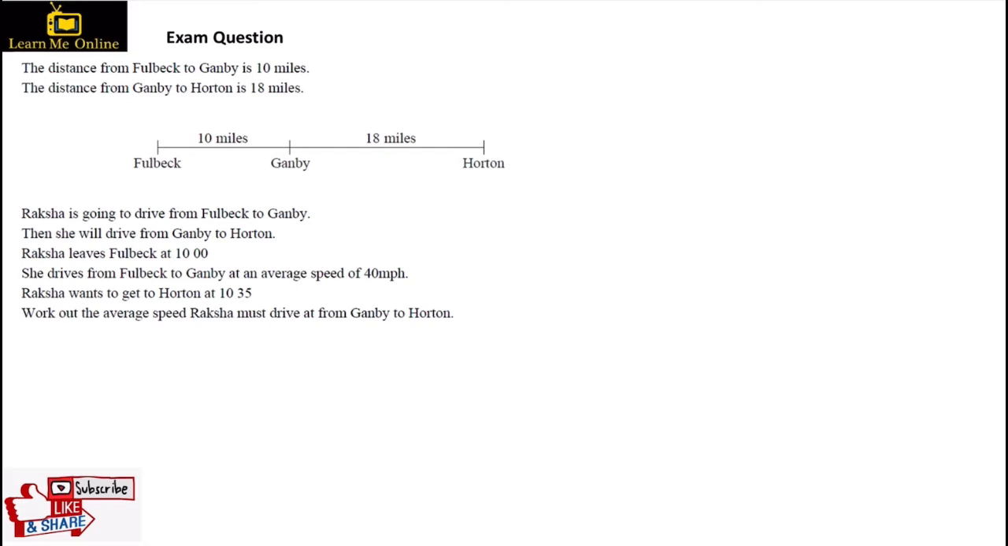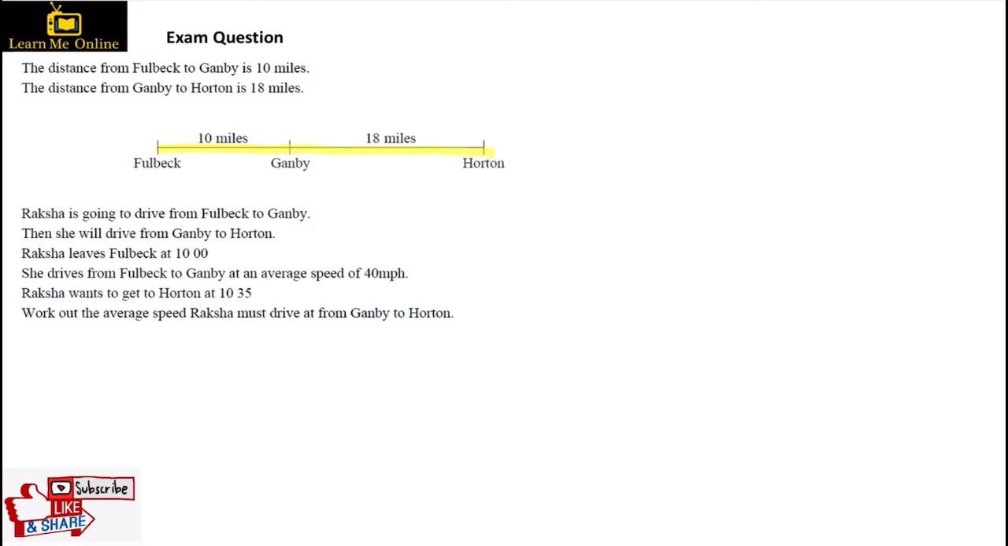Here we have got the next question now. The distance from Fullback to Ganby is 10 miles. Then the distance from Ganby to Harton is 18 miles. Now Raksha is going to drive from Fullback to Ganby, which is this part basically. She's going to drive from here to here. Then she'll drive from Ganby to Harton, which is this part.